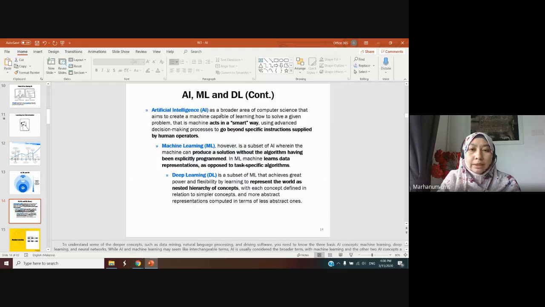So artificial intelligence is a broader area of computer science that aims to create machines capable of learning how to solve a given problem. That is, the machine acts in a smart way, using an advanced decision-making process to go beyond specific instructions supplied by human operators. So the human operators or programmers just give a broad algorithm or broad equations on certain things to the computer. But artificial intelligence will go beyond the specific instructions.